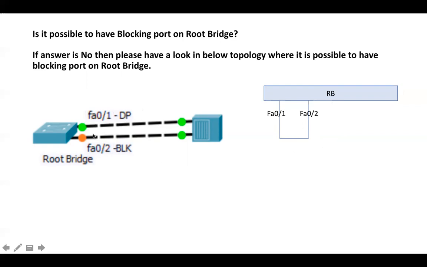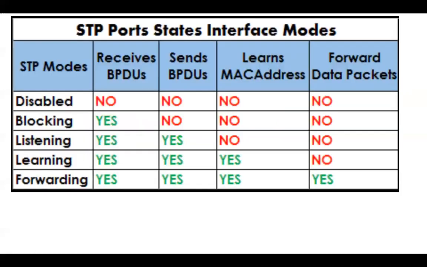Why? Because now this is becoming one segment. One is a designated port, one is in blocking. So there is a possibility to have a blocking port on the root bridge, but it depends on the situation, like here, how we have connected. So these are the two possible ways or situations where a blocking port can exist on the root bridge. Okay. Now let's come to the STP states.